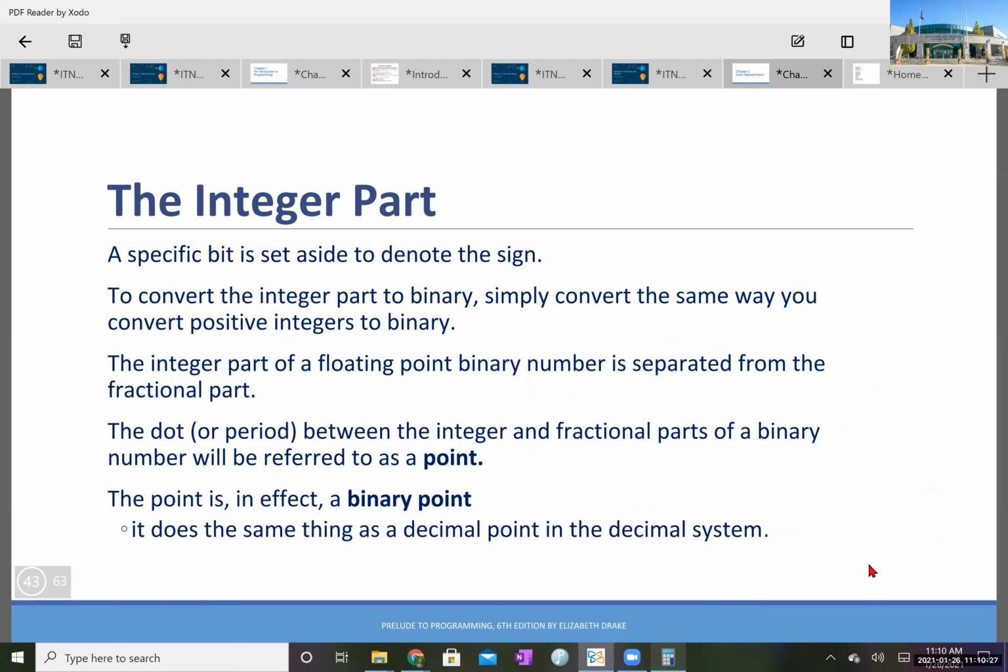Okay, so for the integer part, you have 1 bit set aside to represent the sign. And again, 0 is positive, and 1 is negative.